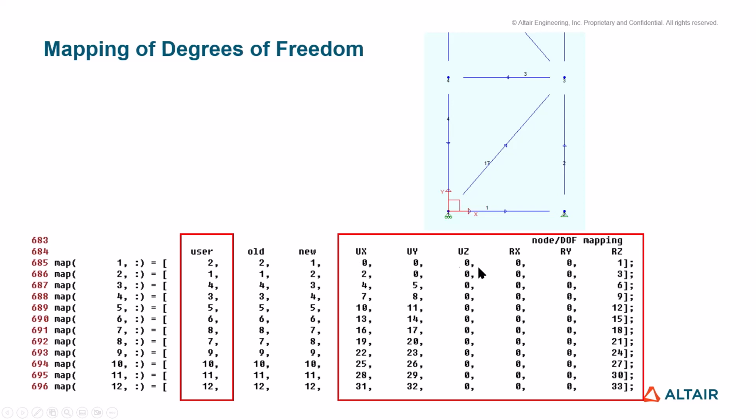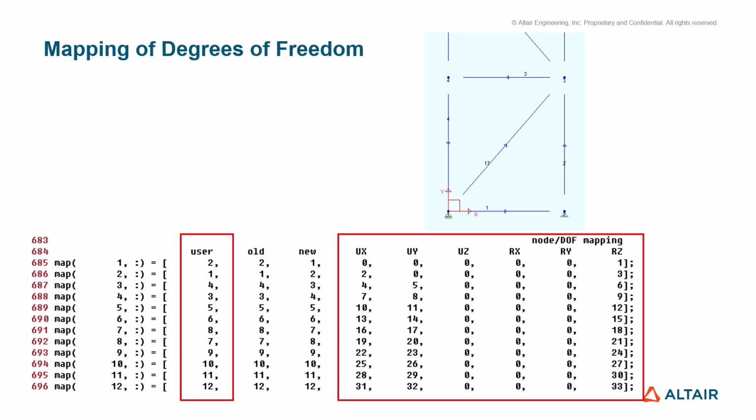So what this tells you is that for your node number 2, which is this one here, degrees of freedom 1, 2, 3, 4, and 5 are prescribed to 0, meaning I cannot move in those directions. But rotation Z is free. And that is the first degree of freedom in your system matrices and vectors.